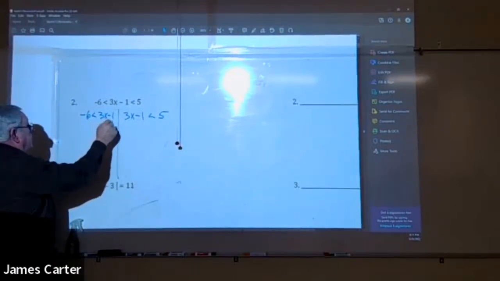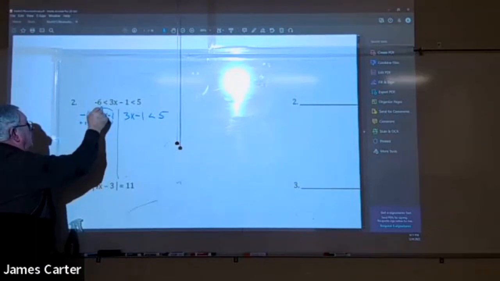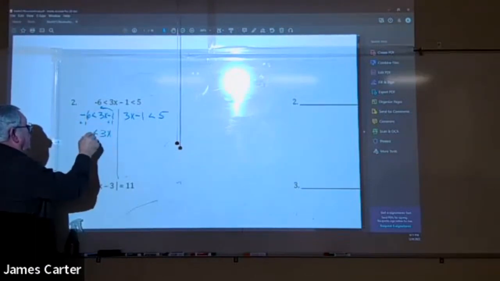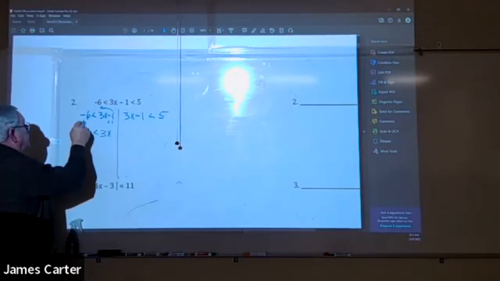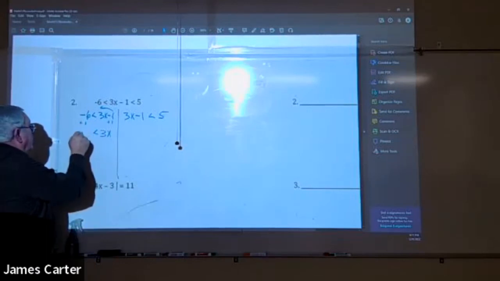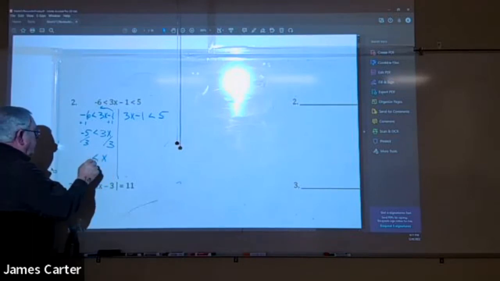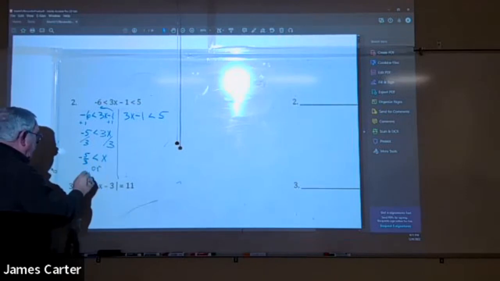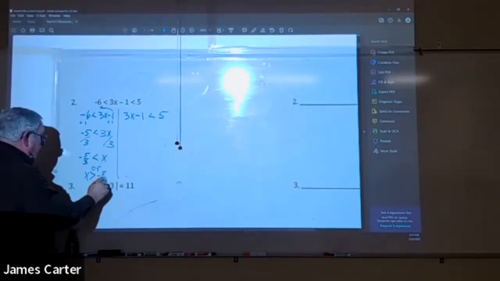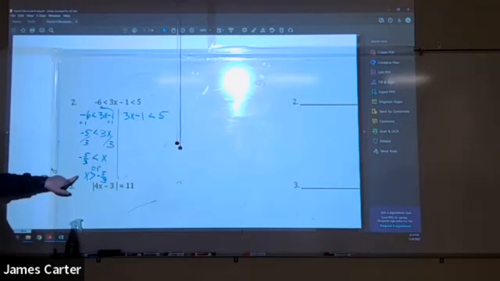Let's take this over to the other side, plus 1, plus 1. So we get 3x, and the symbol still stays the same so far anyway, and we get negative 5 here. Divide both sides by 3, and we get x is greater than negative 5/3. This is the one we're going to use if we try to graph this thing. Always with the variable on the left if you graph.